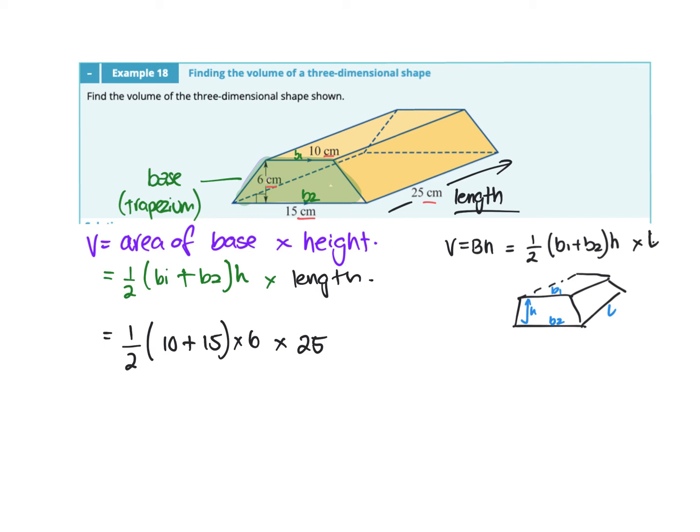All right, so we're going to pop that into our calculator. An exact number of 1875 centimetres cubed.